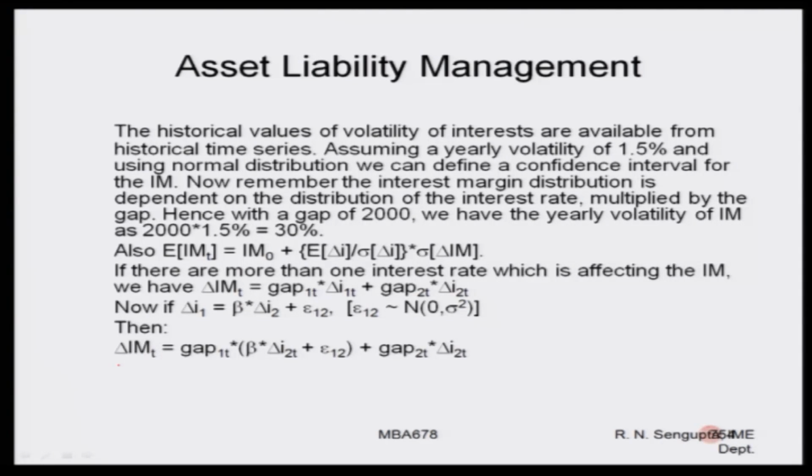So, what you are doing is that you have IM 0, and here you have the ratios. So, the ratios are basically the expected value of the interest rate divided by the standard deviation, and then you basically multiply it by the ratio, which is this. So, what you are interested in is to find out what is the ratio of the interest rate margin with respect to the interest rate change.